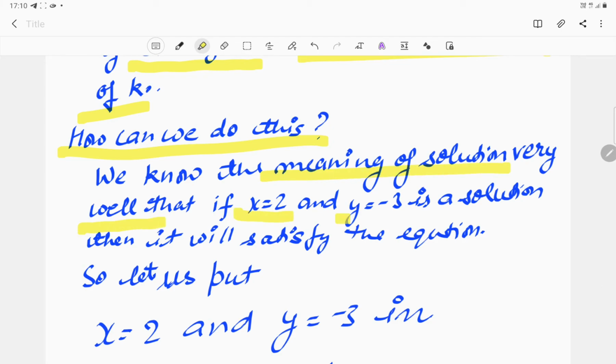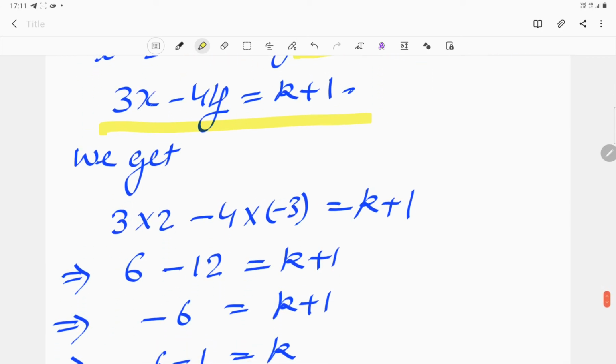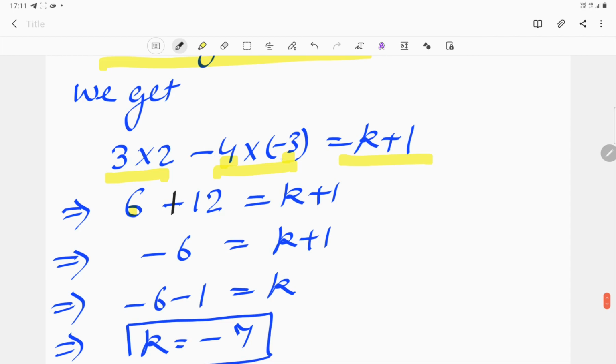If x equals to 2 and y equals to minus 3 is a solution, then it will satisfy the given equation. So let us put x equals to 2 and y equals to minus 3 in this equation, 3x minus 4y equals to k plus 1. What will we get? We'll get 3 into 2 minus 4 into minus 3 equals to k plus 1. 3 2s are 6, minus 4 into minus 3 will give you 6 plus 12. 4 3s are 12 and negative will become positive.